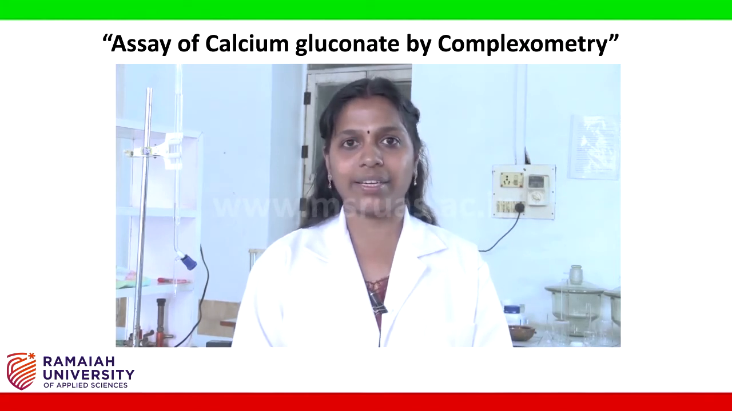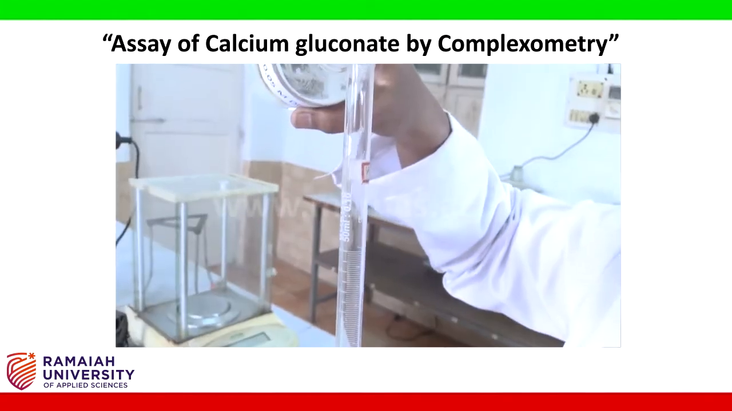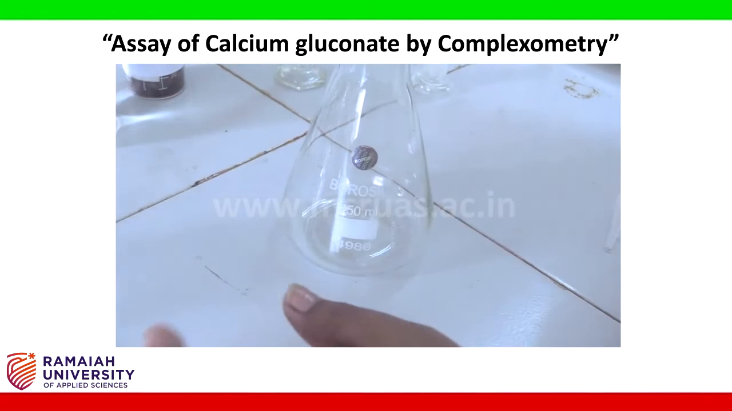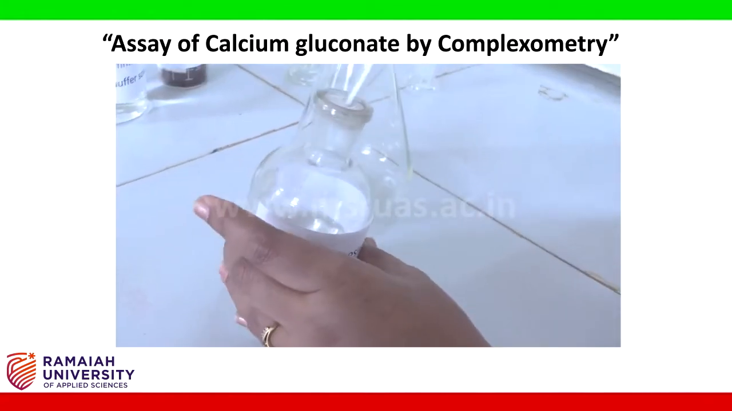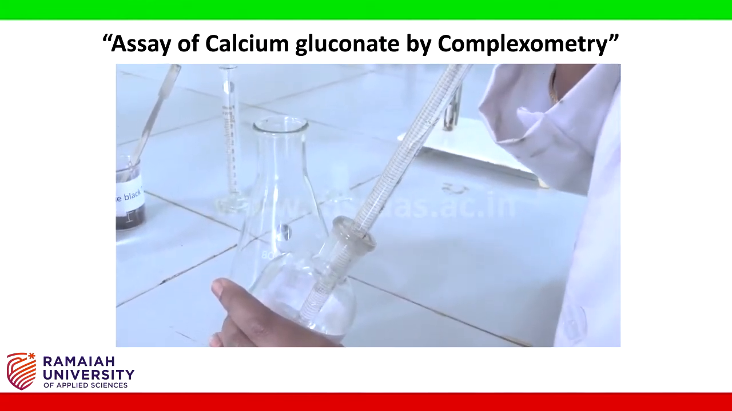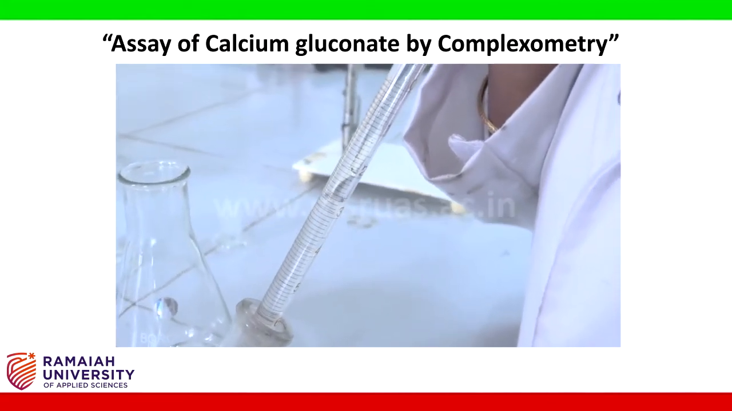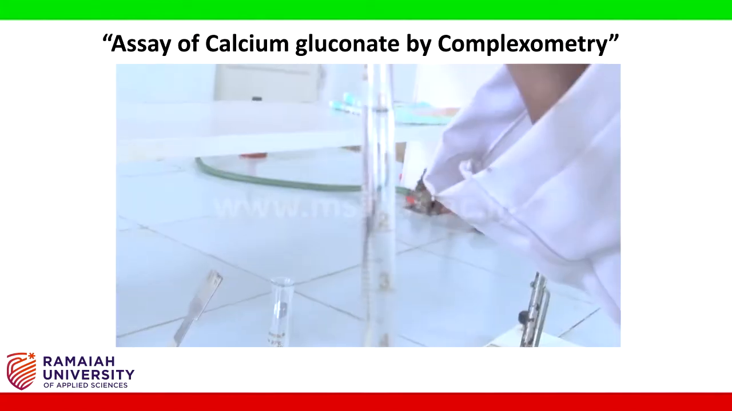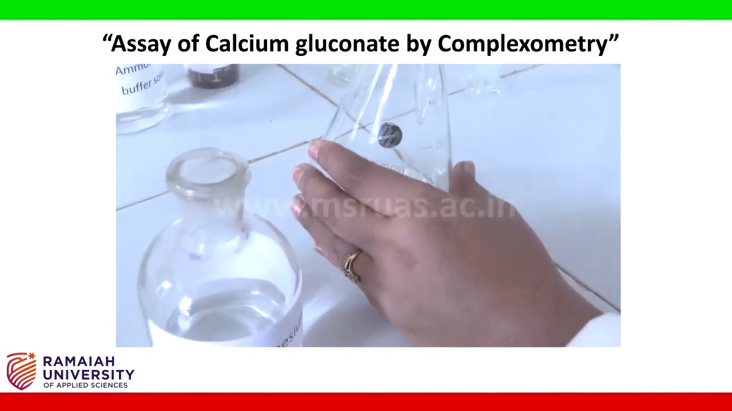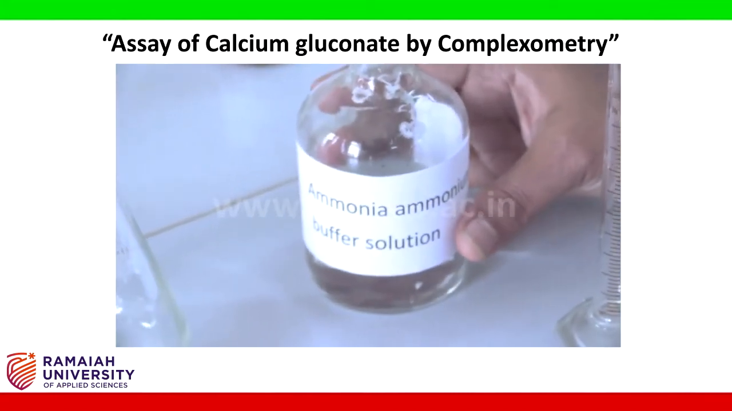Now we can do the blank titration for the magnesium sulfate solution. First, fill the burette with 0.05 molar disodium edetate solution up to the mark. Then add 0.05 molar magnesium sulfate solution using a pipette. Transfer 5 ml of magnesium sulfate solution into the conical flask. Now add 10 ml of ammonium chloride buffer solution.